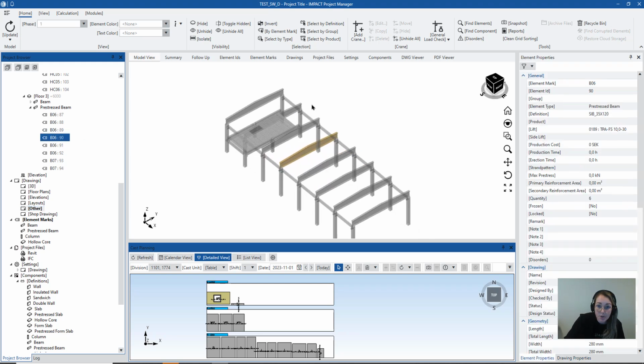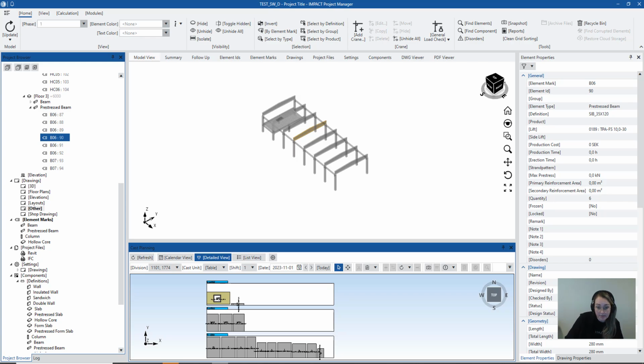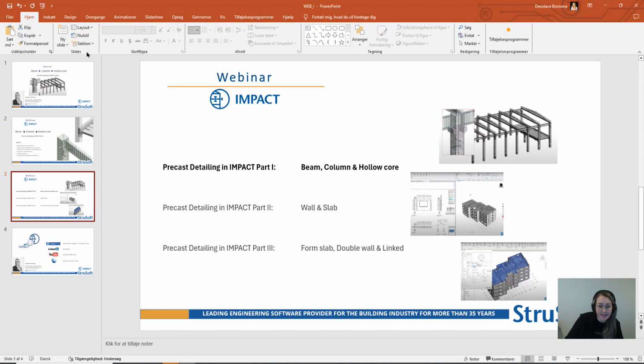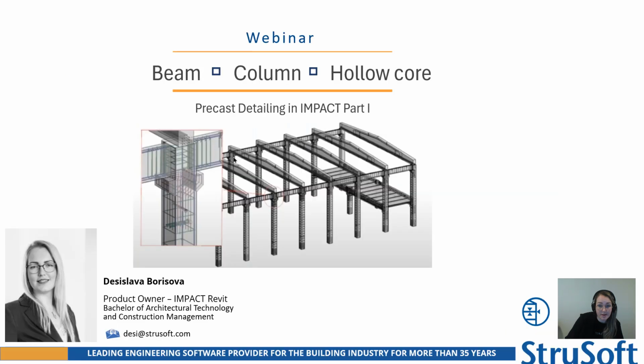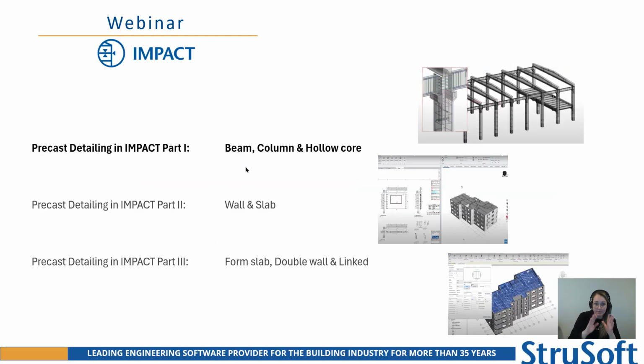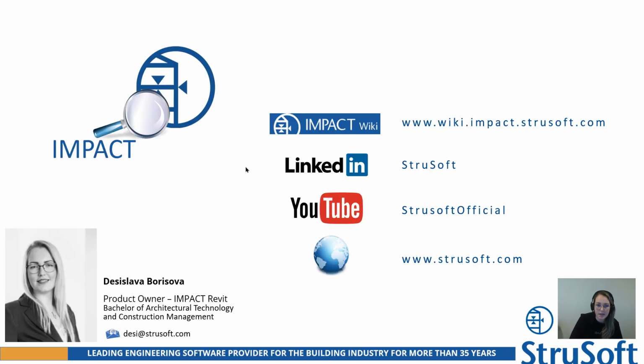Okay, good. I think we'll stop here for today. As I said before, that was Precast Detailing Part 1. It's a series we're doing this spring. So you can be really looking forward to the next part, which is the wall and slab. We're going to focus on wall and slab elements, and in April we're finishing with form slab, double wall and linked elements, which are element types that deserve a webinar of their own.